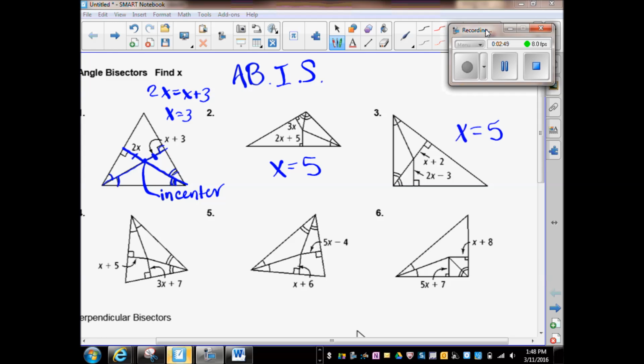-1. Are we allowed to have x equal -1? Yeah. And why? Correct. X itself is negative, but when we put it into our expression, the distance is actually positive. So it's okay to be a negative number as long as your length is positive. Okay. All right, how about number 5?